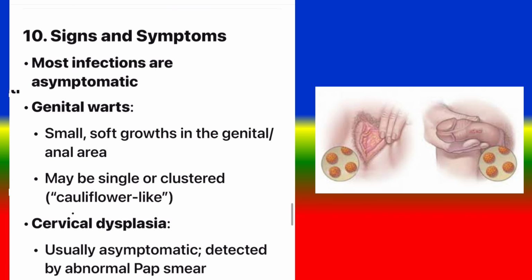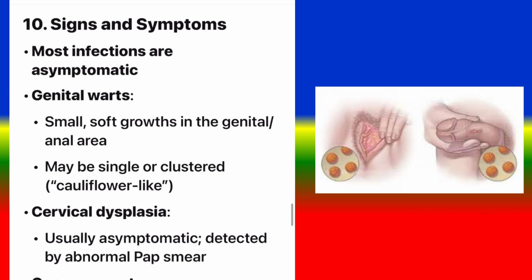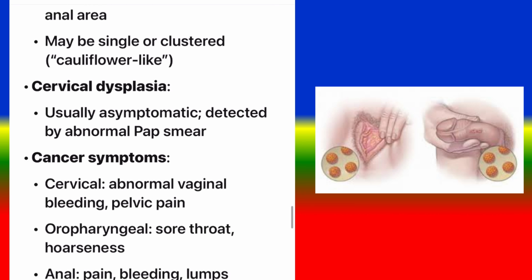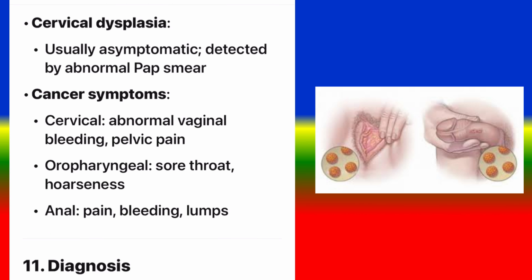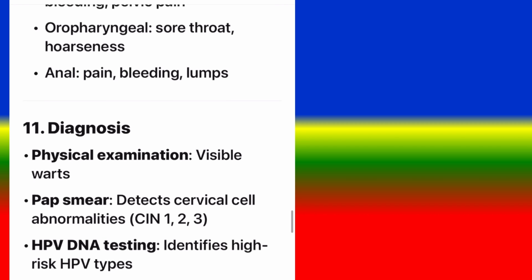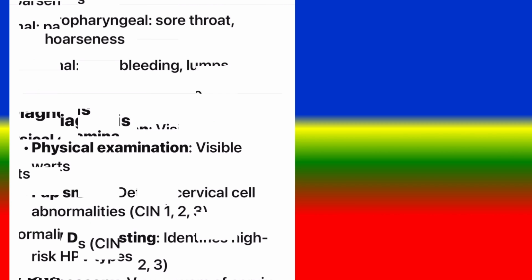10. Signs and symptoms. Most infections are asymptomatic. Genital warts: small, soft growths in the genital and anal area, may be single or clustered, cauliflower-like. Cervical dysplasia: usually asymptomatic, detected by abnormal Pap smear. Cancer symptoms: cervical, abnormal vaginal bleeding and pelvic pain; oropharyngeal, sore throat and hoarseness; anal, pain, bleeding, and lumps.